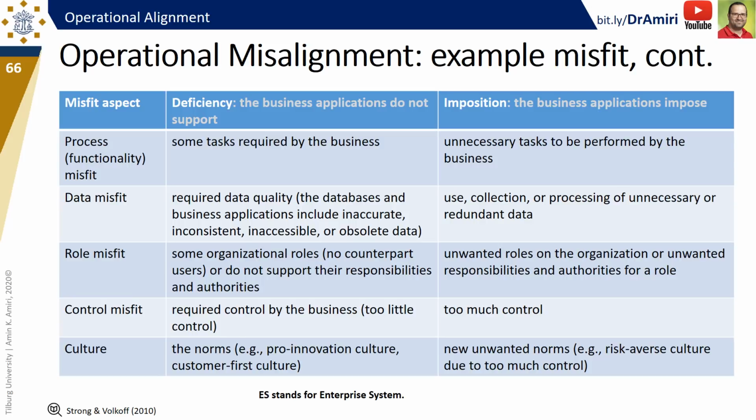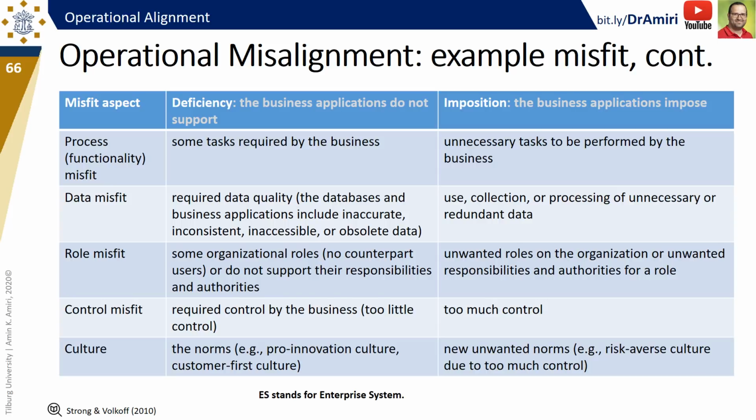Role misfit is another issue of operational misalignment, another dimension of operational misalignment. Business applications may not support some organizational roles. That means there are no peer users for them in the organization, or they may not support the responsibilities and authorities of those organizational roles. On the other hand, the business applications may impose some unwanted roles on the organization or impose unwanted responsibilities and authorities on a role.